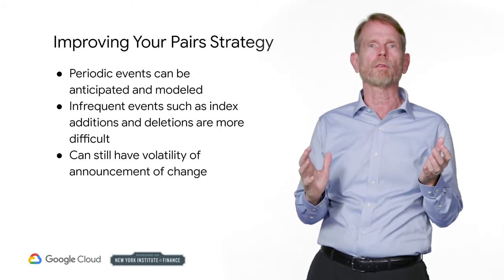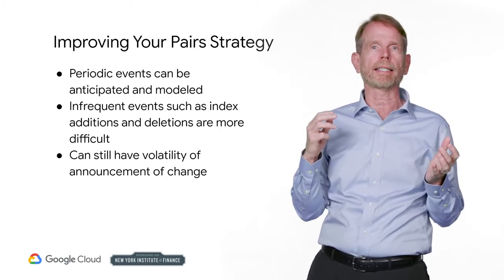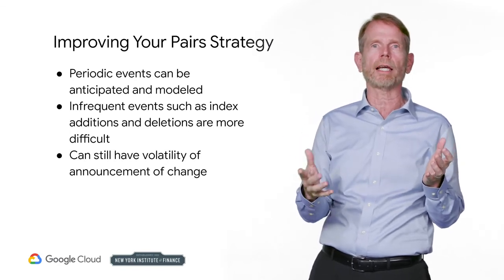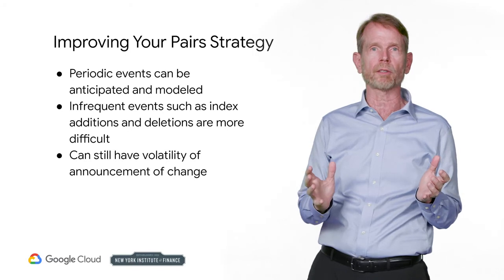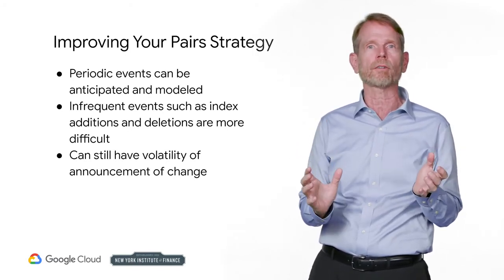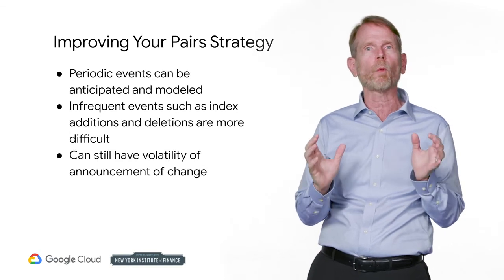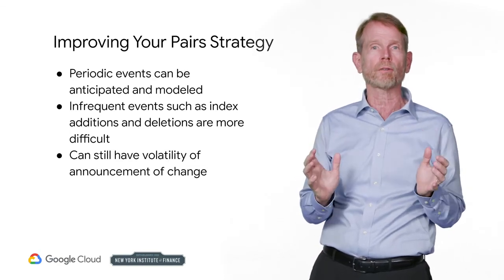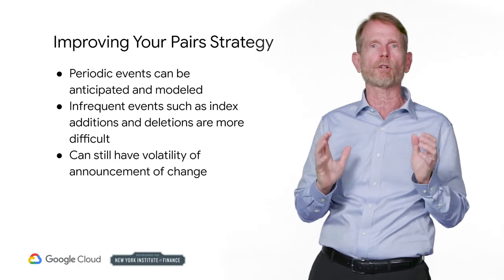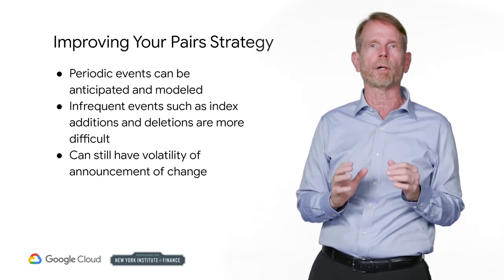We've identified some events that are periodic, like the hour of the day, day of the week, monthly economic indicators, and quarterly earnings announcements. We've also identified less frequent events like index additions and deletions. The important point is the same for both types of events. You need to understand if and how your trading results will be influenced by these events.